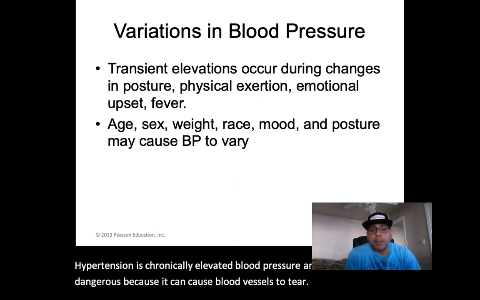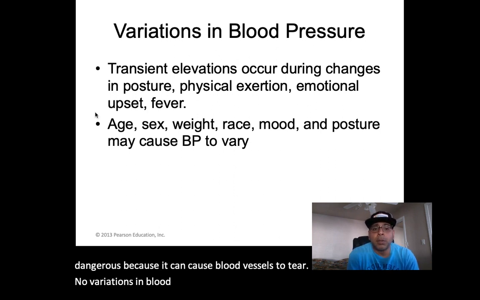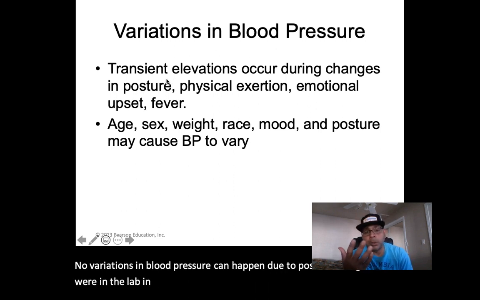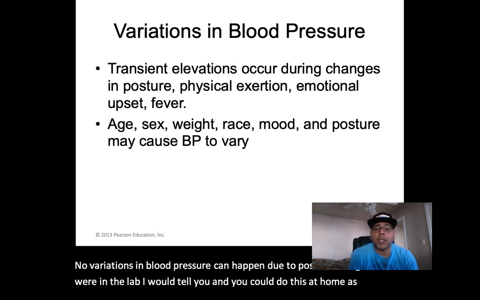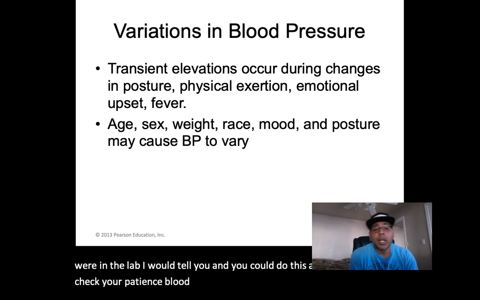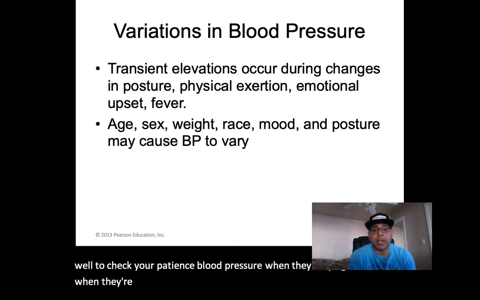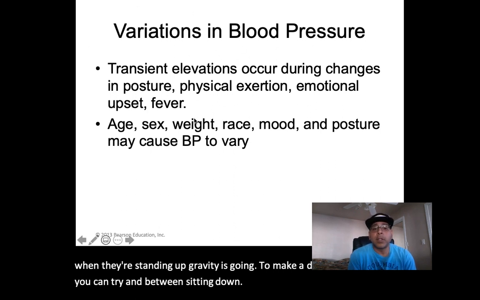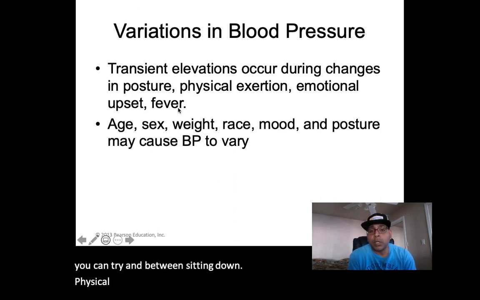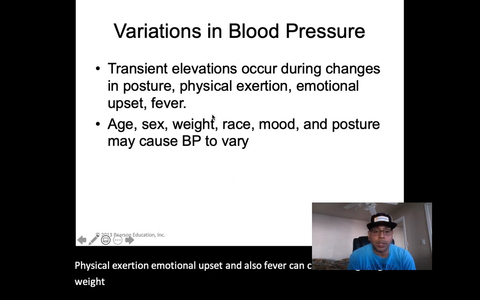Now, variations in blood pressure can happen due to posture changes. If we were in the lab, I would tell you, and you can do this at home as well, to check your patient's blood pressure when they're lying down versus when they're standing up. Gravity is going to make a difference. You can even try in between, sitting down. Physical exertion, emotional upset, and also fever can cause changes. Age, sex, weight, race, mood, and posture may again cause blood pressure to vary.